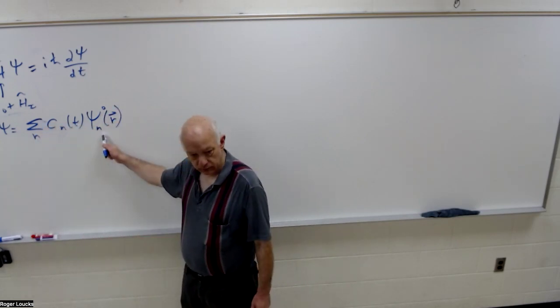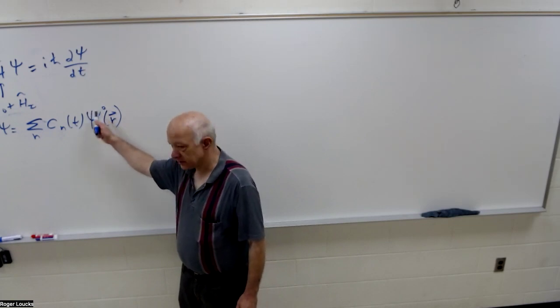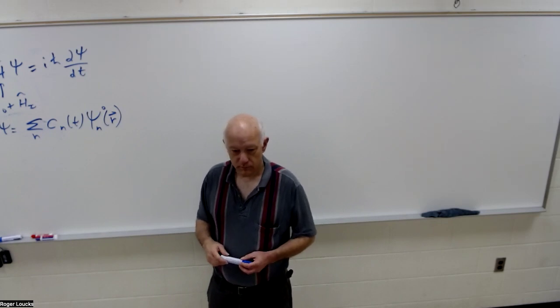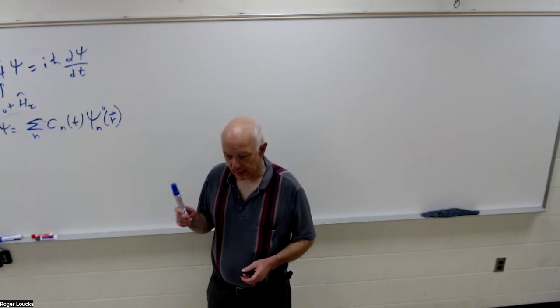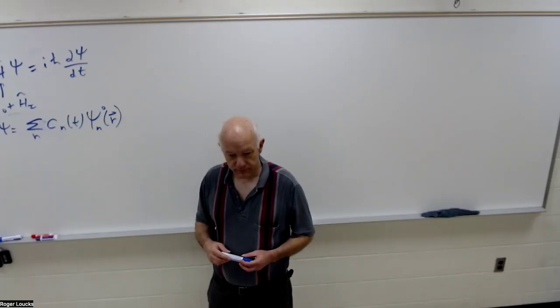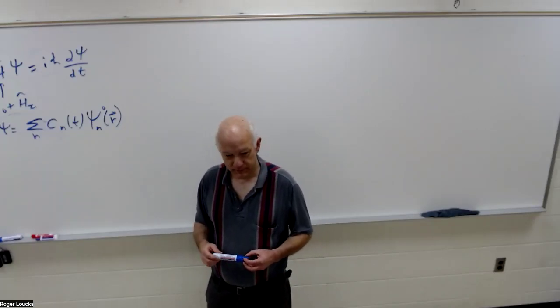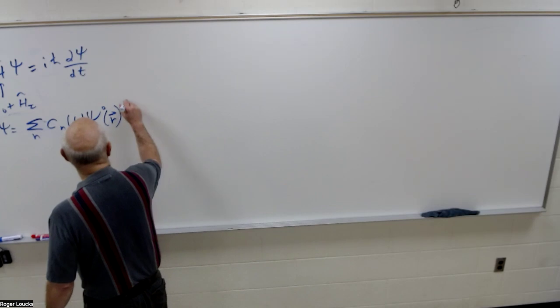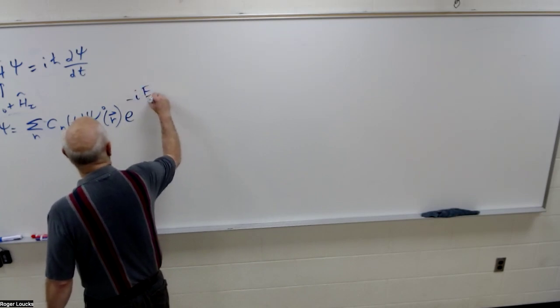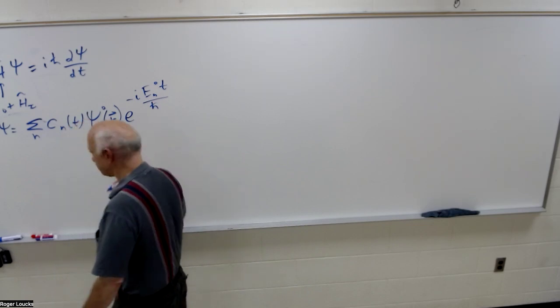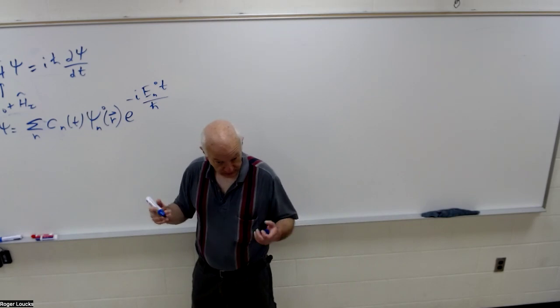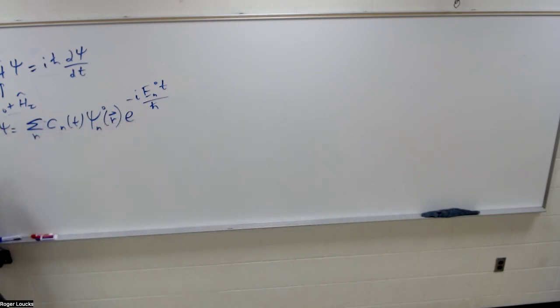Tell me what this represents here. This is the energy eigenfunction of the unperturbed state. Excellent, that's right. Then times e to the minus i En0 t over h bar. We took this, put it in there, we beat on this thing quite a bit, and I think we ended up with something like this.